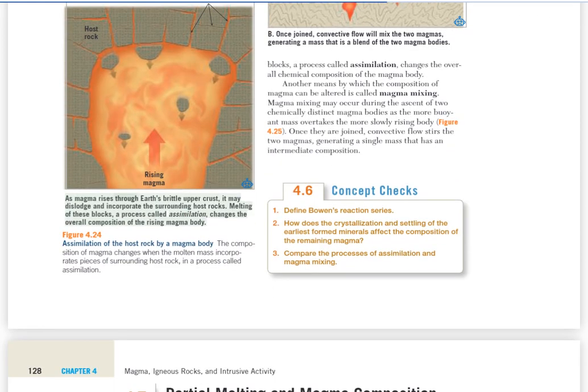As magma rises through Earth's brittle upper crust, it may dislodge and incorporate the surrounding host rocks. Melting of these blocks, a process called assimilation, changes the overall composition of the rising magma body.